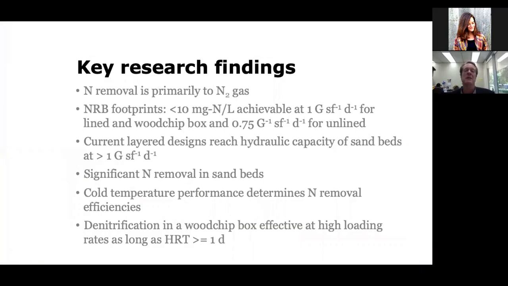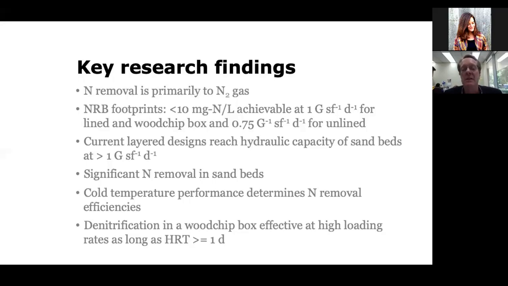So our key research findings: NRBs remove nitrogen to N2 gas. We haven't found evidence yet of a lot of intermediate production of potential greenhouse gases. Footprints: for lined and wood chip box systems, we have 1.5 years worth of evidence that you can load them at 1 gallon per square foot per day and achieve under 10 milligrams of nitrogen per liter in final effluent, 8 actually.